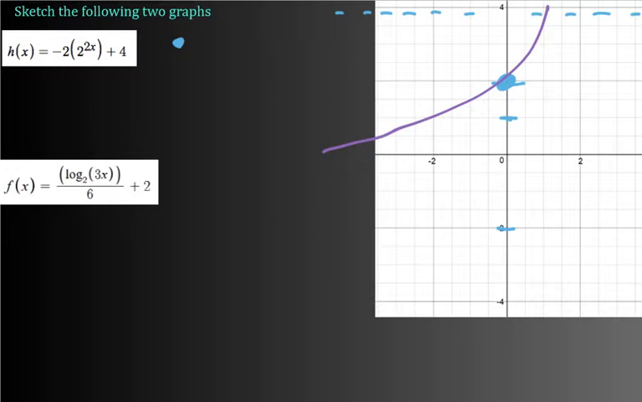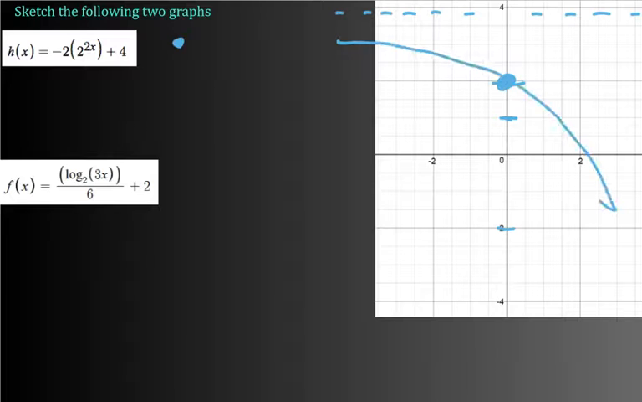So what you get is basically that kind of shape, right? Because it was just flipped. It was normal, base 2 growth exponential. Then it got flipped, so now it kind of looked like this. And then at the end, we just shoved everything up 4, right? So we're up there. So that's the first one.